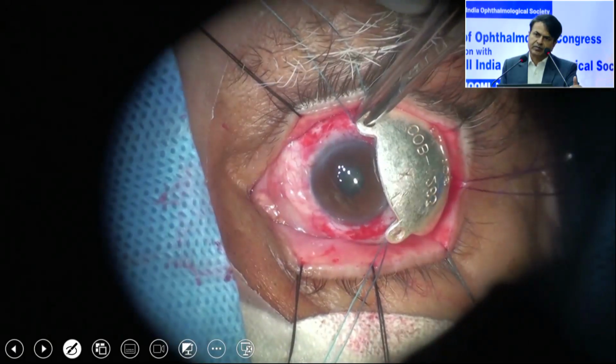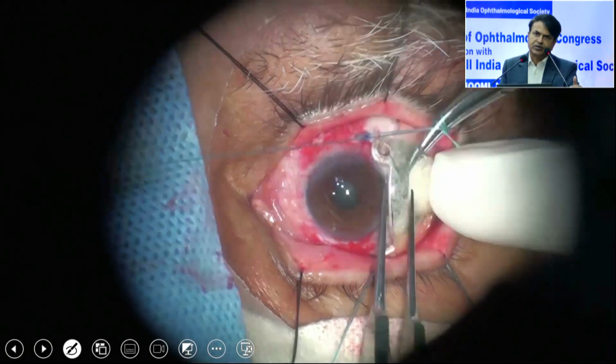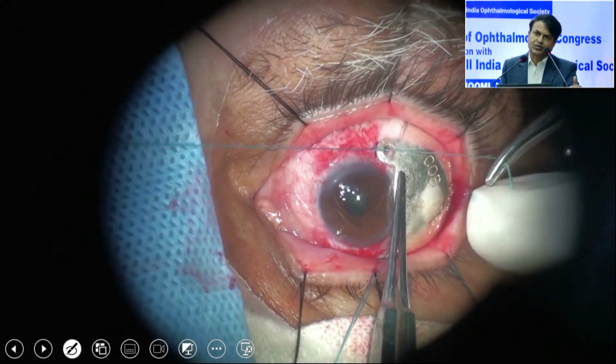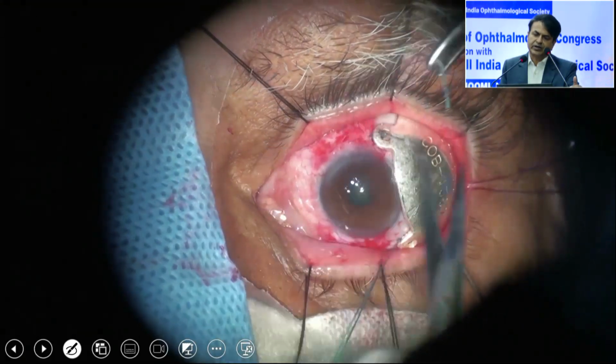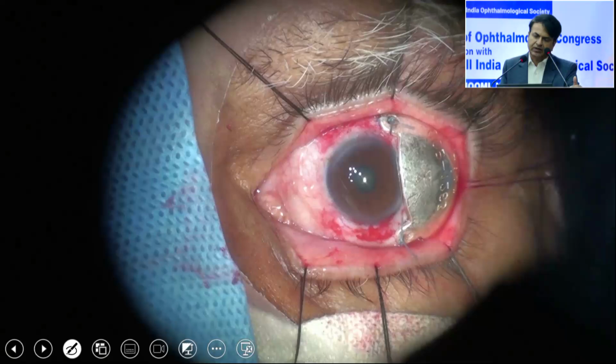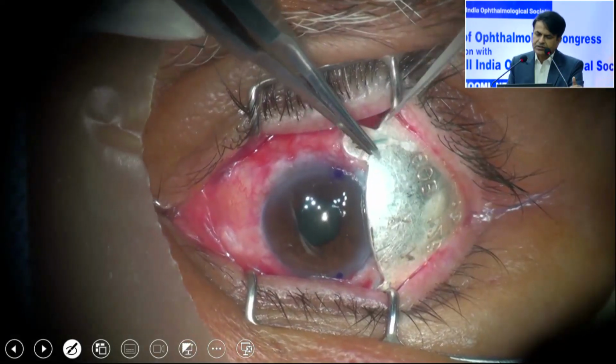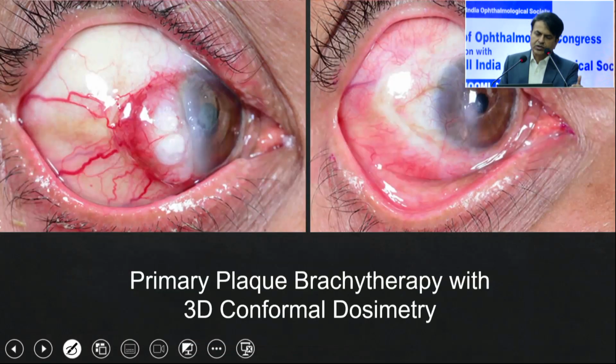That's called rotational brachytherapy, to cover the entire base of the tumor, not just the area that you think is appropriate to be covered. So the entire base of the tumor has to be covered either as primary or as rotational setting. Then once you're done with that, you get this kind of results with primary plaque brachytherapy.